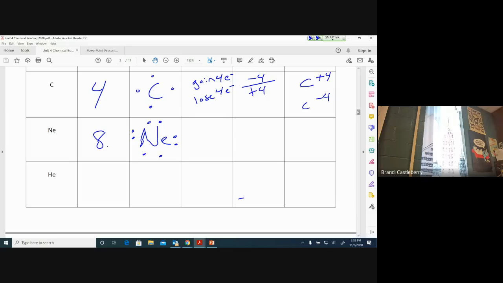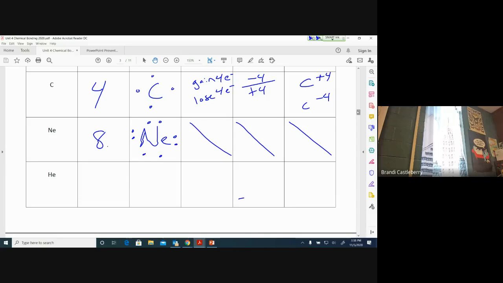So when it says, is it going to lose or gain? No, it doesn't want to lose. It doesn't want to gain. It already has what it wants. It has 8. So no, it's not going to lose or gain electrons. 8's then a magic number. So what charge is it going to make? It's not going to make a charge. It doesn't want a charge. It's already happy. It's already stable. It has 8. So when I write its ion symbol, it doesn't have an ion symbol because it doesn't make ions.